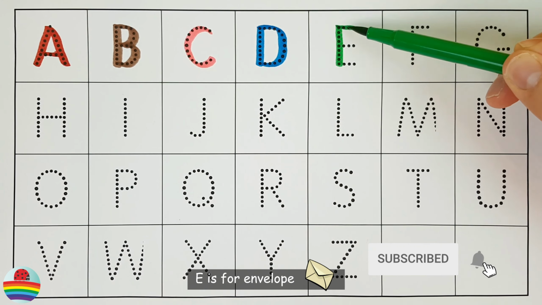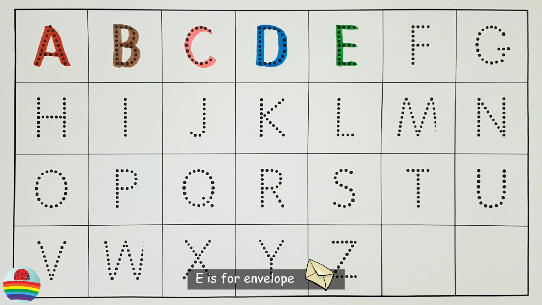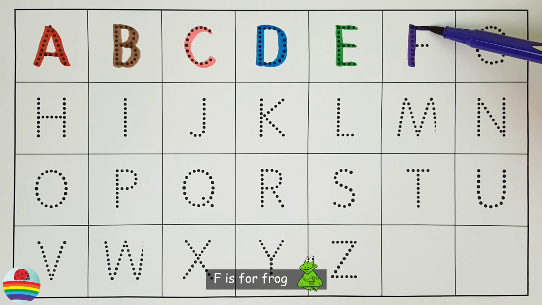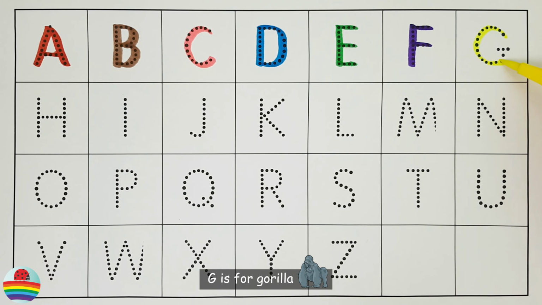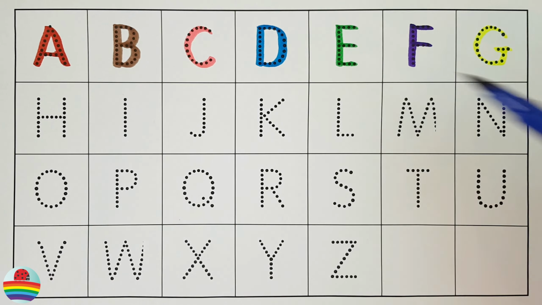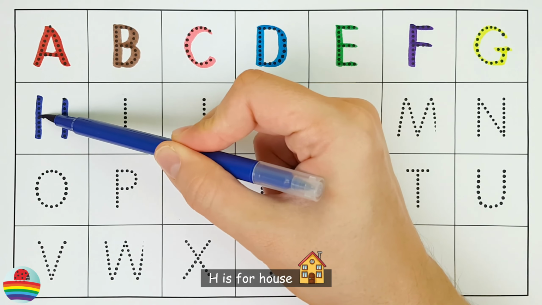E. E is for envelope. F. F is for frog. G. G is for gorilla. H. H is for house.